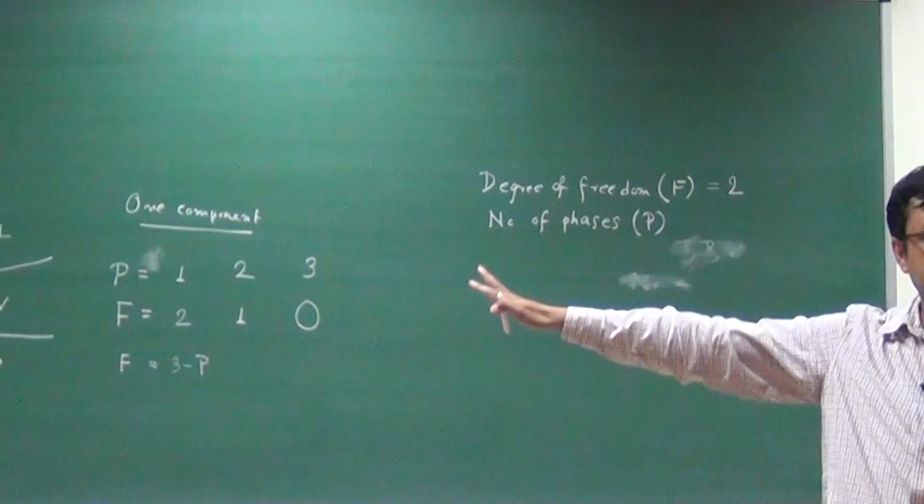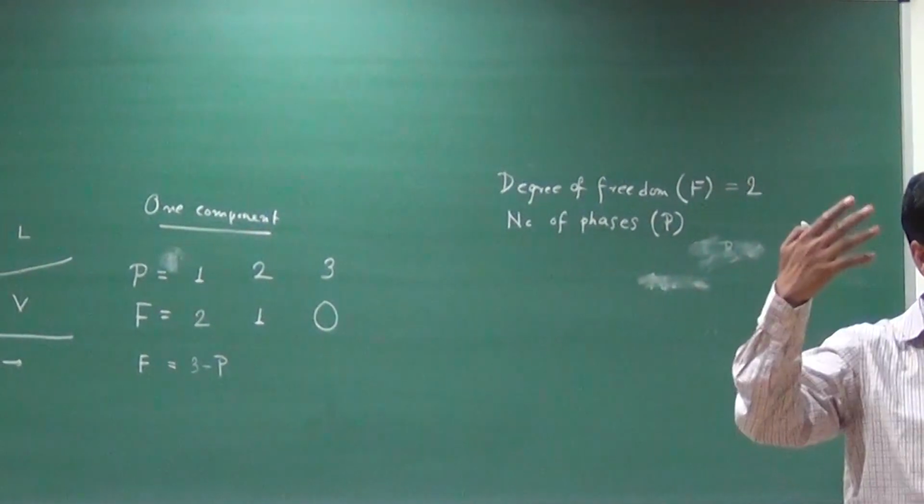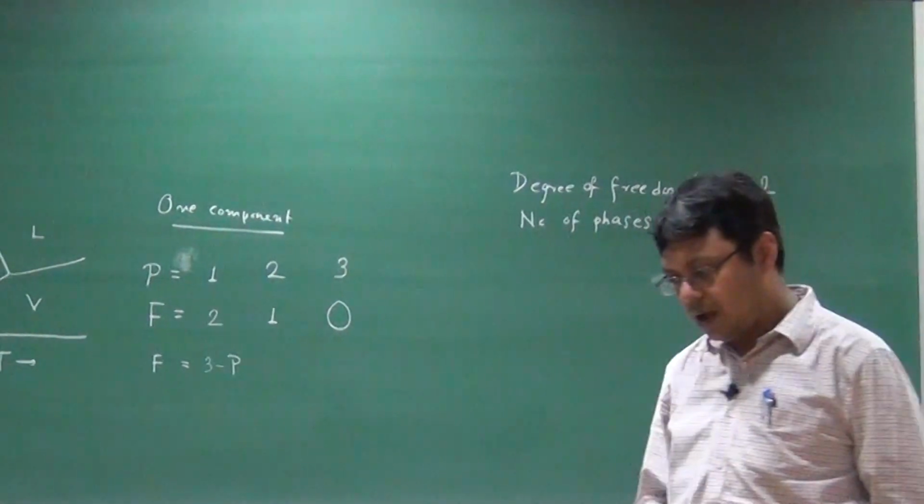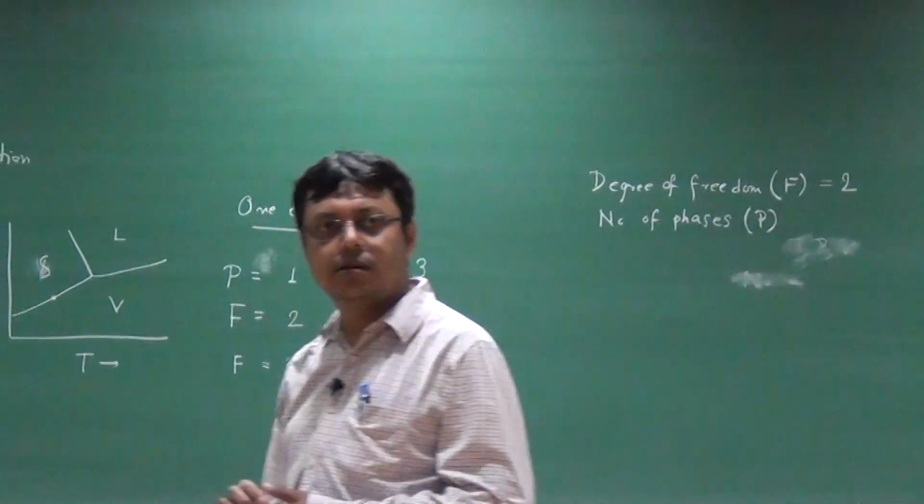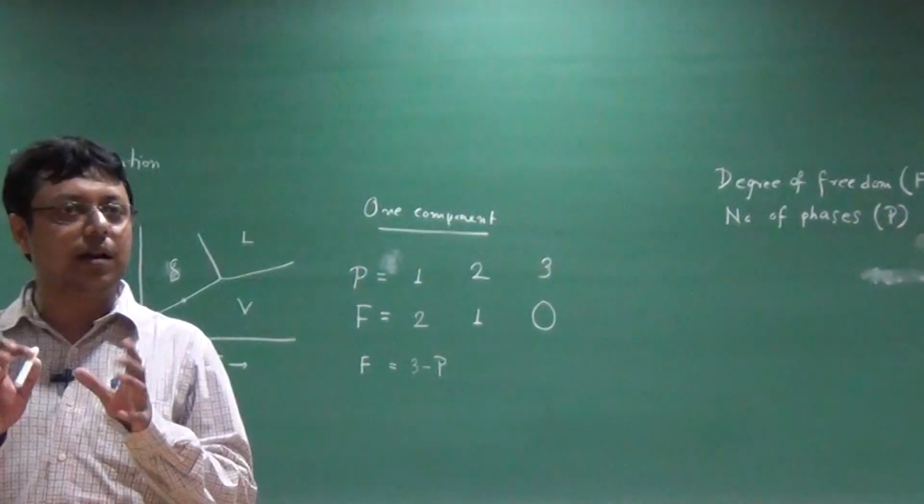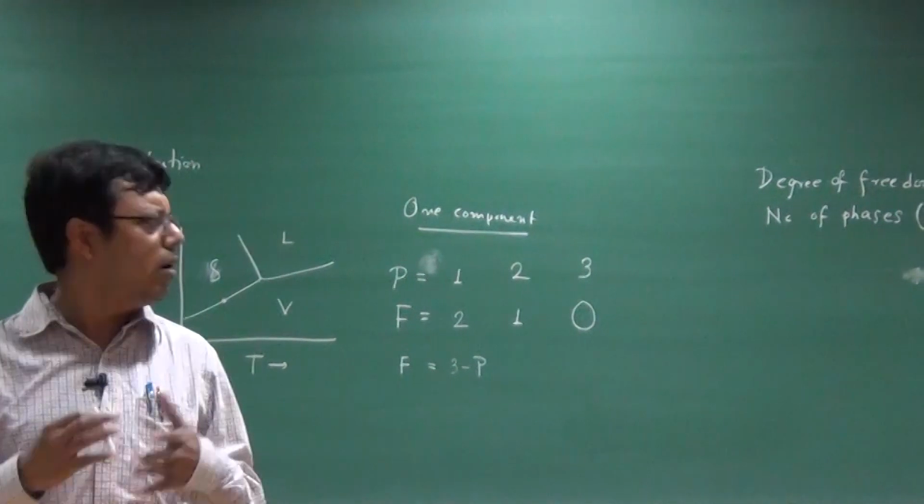These are not the only phases. There can be high pressure structures of ice and other things, right? So we want to make it a general thing. Now how do we make a general thing?